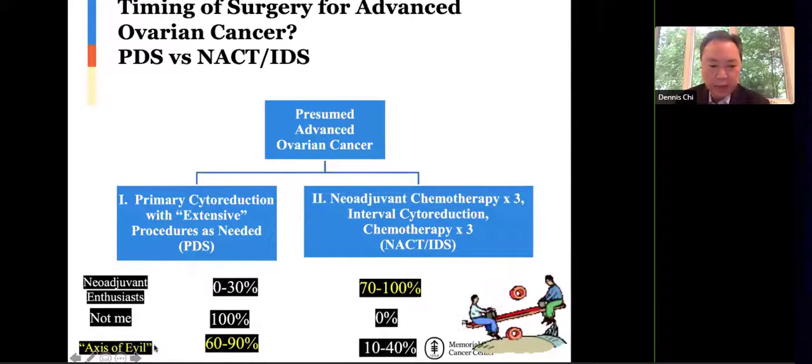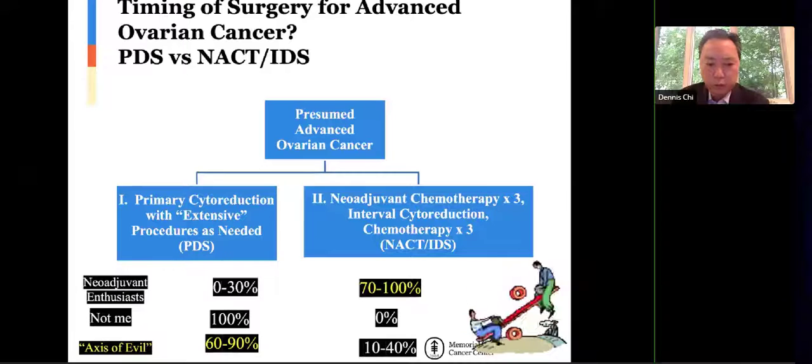But my buddies in the Axis of Evil, Rob Bristow, Bill Clyby, would say, no, probably the truth is somewhere in between, that us proponents of primary debulking ourselves don't do primary debulking on 100% of patients. It's more on the order of 60 to 90%. And we do use neoadjuvant chemotherapy, but as Nicoletta alluded to, in selected cases.